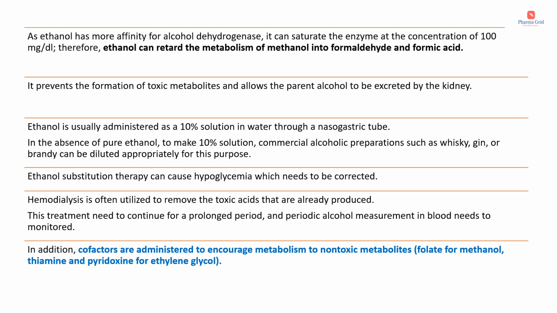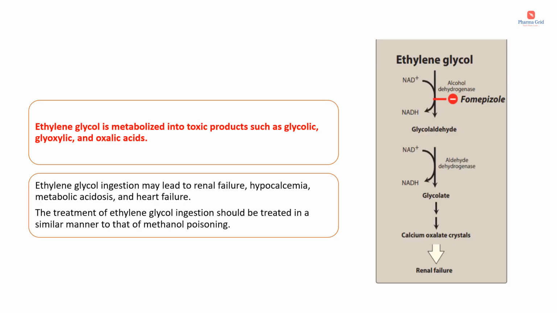Okay, so other than these antidotes, certain cofactors are administered in case of alcohol poisoning. That is, in case of methanol, folate is used as a cofactor to encourage the metabolism to non-toxic metabolites, whereas in case of ethylene glycol, the cofactors used are thiamine and pyridoxine. Now we'll see about ethylene glycol.